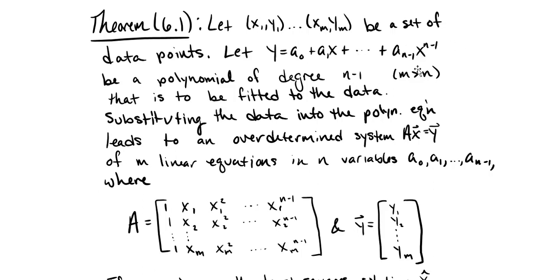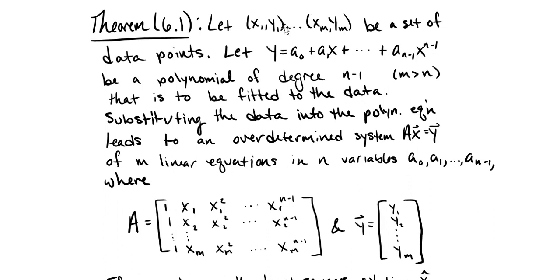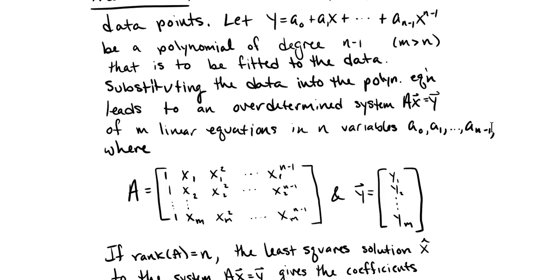So say we've got a polynomial of that degree n minus 1 that we're trying to fit to this data. Well, substituting this data into this polynomial equation, your x values in for the x's, your y in for the y, leads to an overdetermined system of equations. We'll see this in practice. It actually makes m linear equations. So however many data points you have, that's how many equations. That makes sense. In n variables, the number of coefficients here, right? Those coefficients in your polynomial are really what you need to solve for.